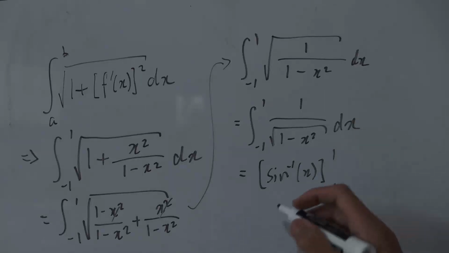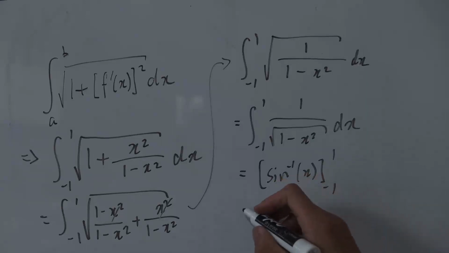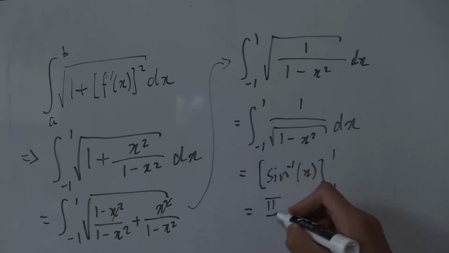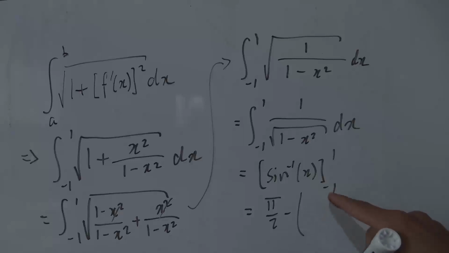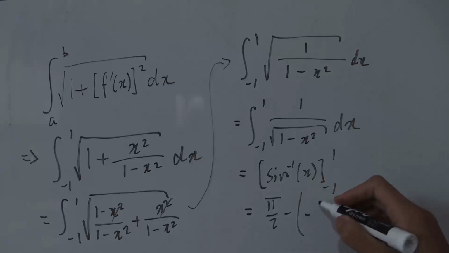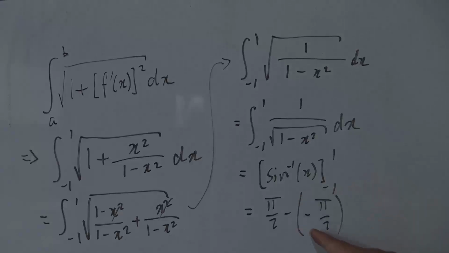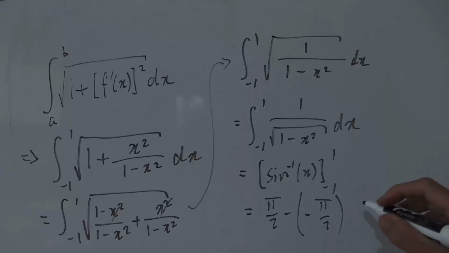So we'll just plug in the values. Inverse sine of 1 is just pi on 2. So you have pi on 2, subtract the lower bound, inverse sine of -1, that's negative pi on 2. Negative is positive. So in the end we have pi on 2 plus pi on 2, and that is pi, as we were expecting. So yeah, that's it.